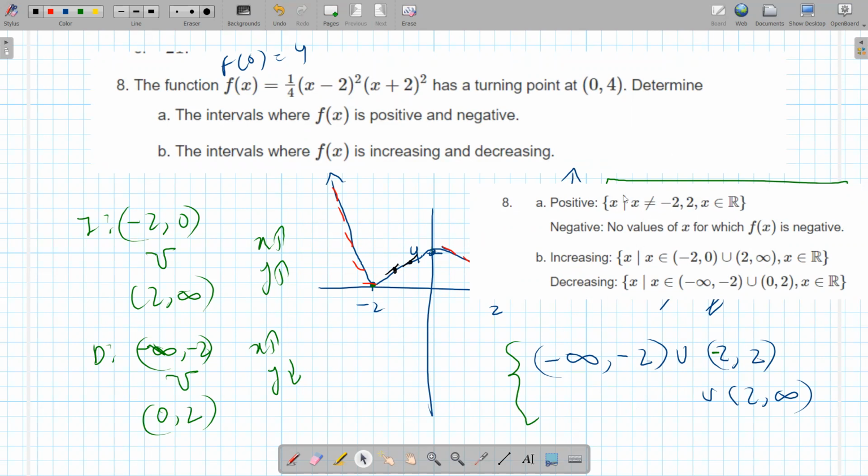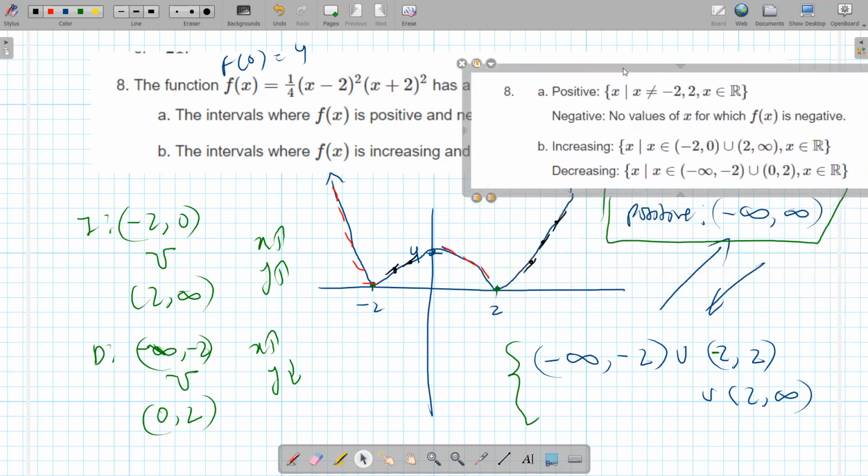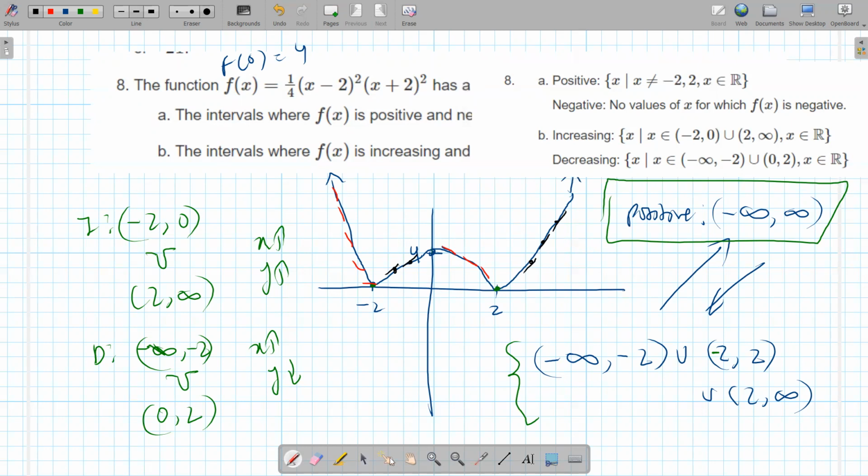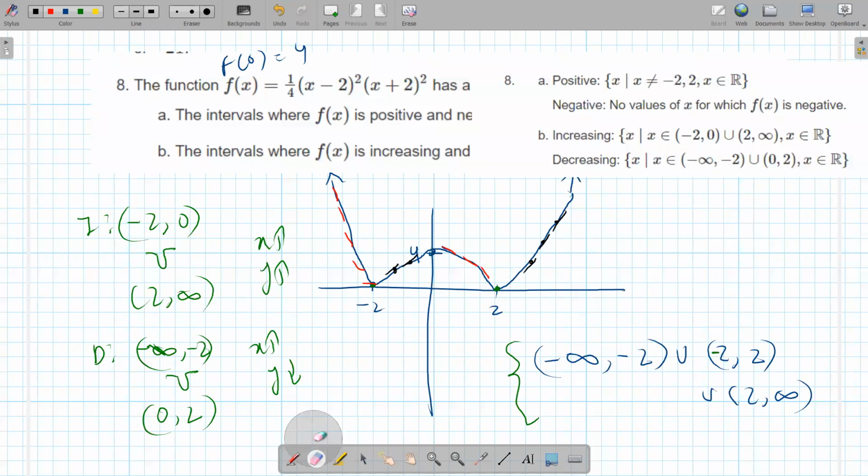For A, this is the answer to A, right? Yeah. So it's positive everywhere apart from -2 and 2. At that point, y is 0, so it's neither positive nor negative. Is it saying x can't equal -2? Yes, because that's when it's 0. Positive means when the y value is strictly positive. 0 is not a positive number. It's neither positive nor negative. So you don't include them.